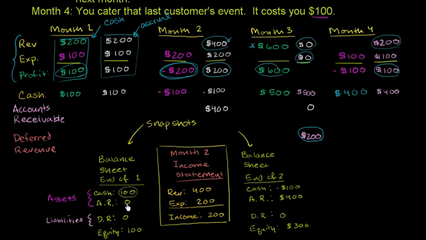So at the beginning of month 2, which is the end of month 1, I had $100 of cash, no accounts receivables. I didn't owe anyone anything. I didn't owe them money. I didn't owe them services. So 100 minus 0 means I had $100.